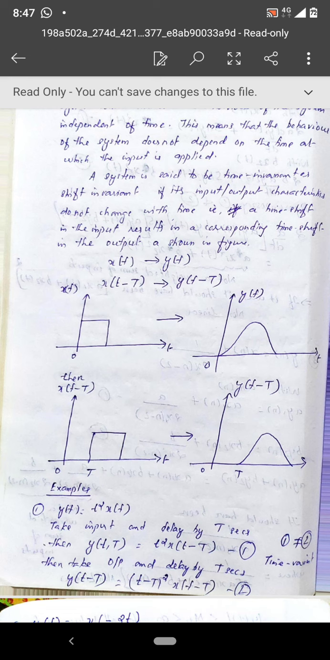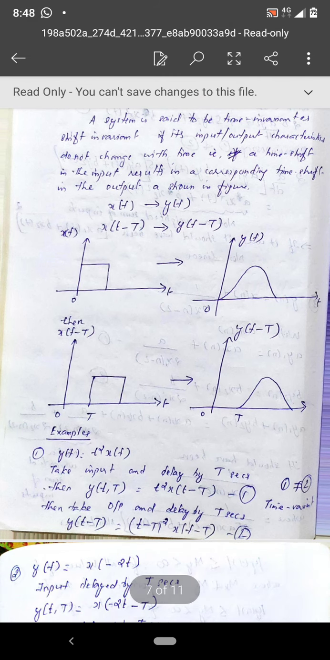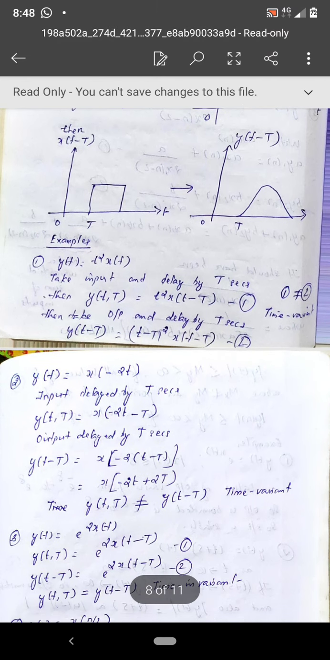That is, in the first figure you can see x of t leads to y of t. If I delay the input by capital T seconds, then you can see the shape of the output remains the same, or the behavior of the system remains the same. The only thing is that if the input is delayed by capital T seconds, then the output also is delayed by capital T seconds. We see a few examples.